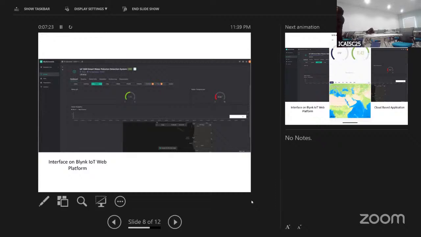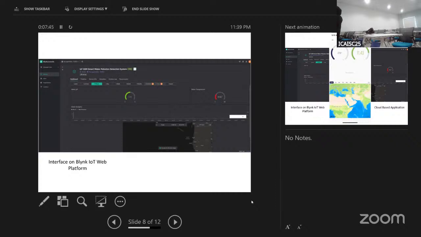Here you can see that with the help of the GSM, the current location has been analyzed with the passage of time. So after some hours, after 2 hours, we have collected these values for the water pH level. Here the water temperature level has been recorded.